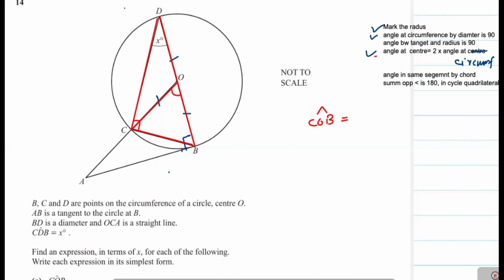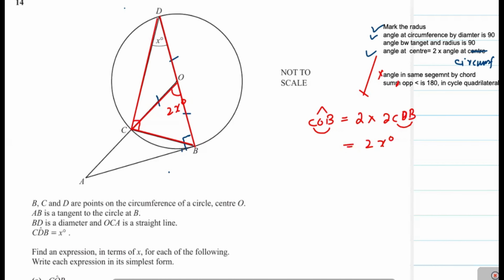Therefore, we use this property: the angle at center is 2 times the angle at circumference. The angle is 2CDB. You see here, this is the chord CB, the angle at center, and this is the chord CB, the angle at circumference. You can see the first and last letter to know which chord is making the angle. Now CDB is x degrees. You mark it as x degrees. Therefore, we can write this is the x degree angle.